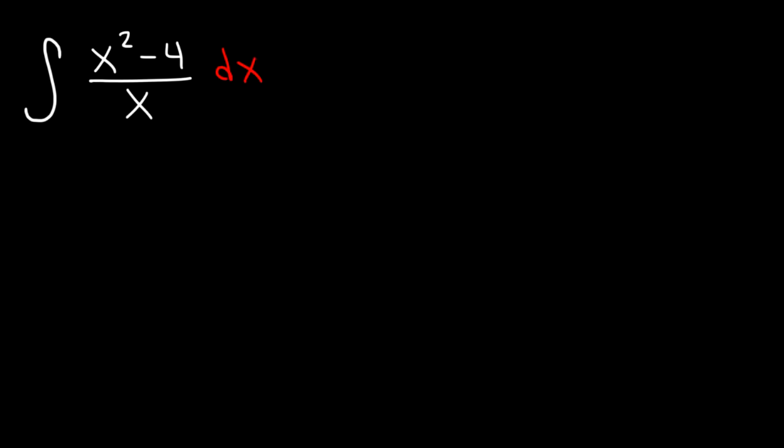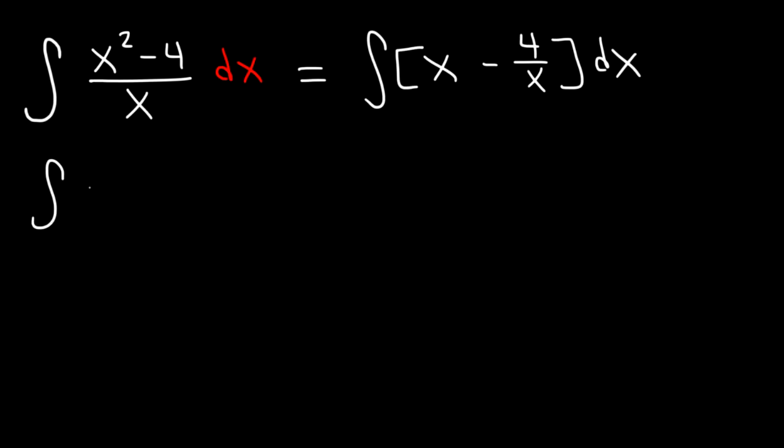So here we have a fraction like before, but this time we only have one term in the denominator. In this case, what you want to do is divide x squared and negative 4 by x. So you want to break the fraction into two smaller fractions. x squared divided by x is simply x, and then negative 4 over x is negative 4 over x. Let's separate it into two integrals.